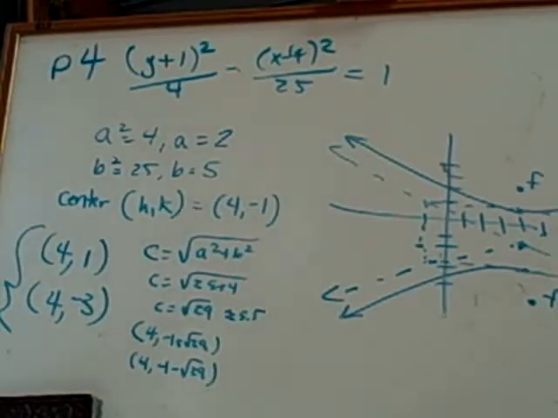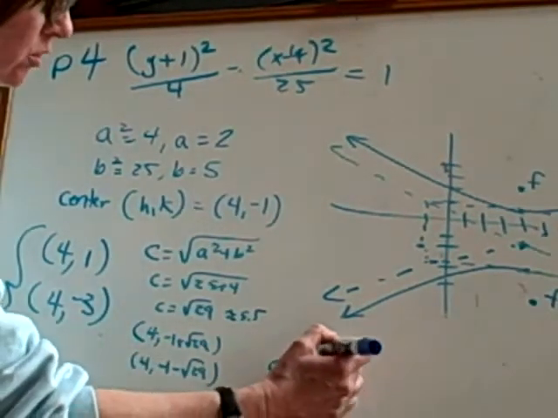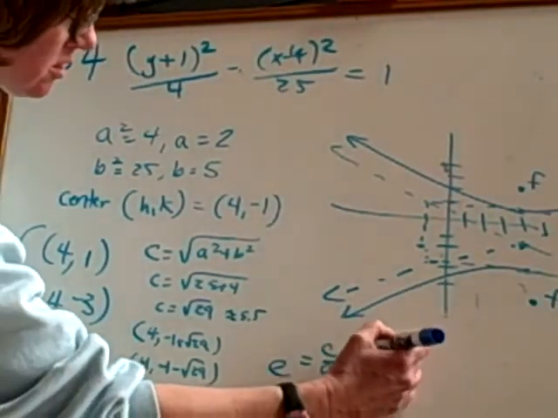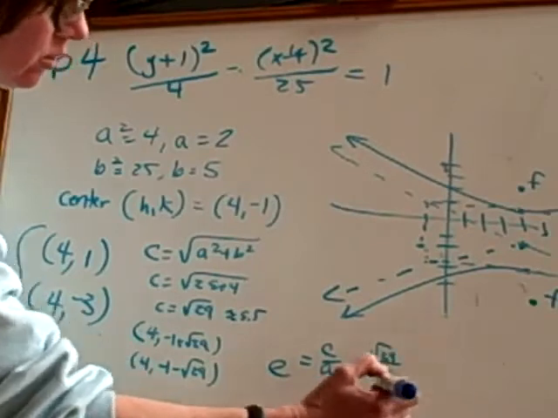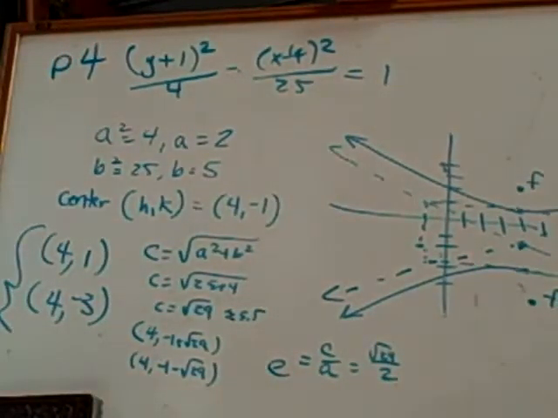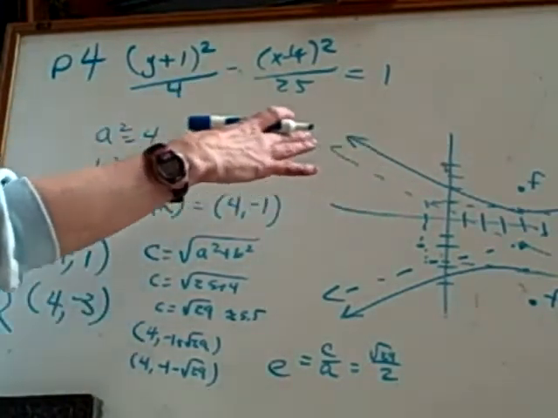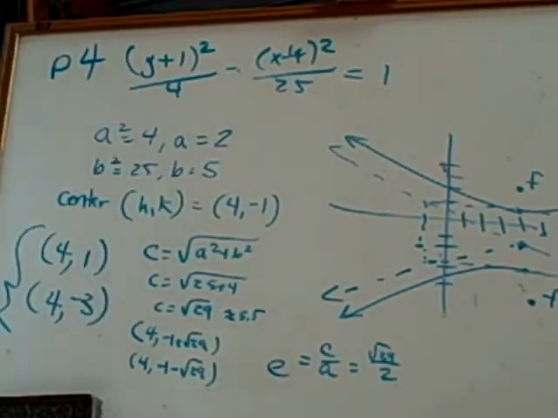Okay, it asks for eccentricity. Eccentricity is equal to c over a. So that's square root of 29 over 2. So it's obviously bigger than 1. More bigger than 1 than we had before. Should be bigger than 2. And you can see that this is definitely flatter and wider than the other one that we graphed.